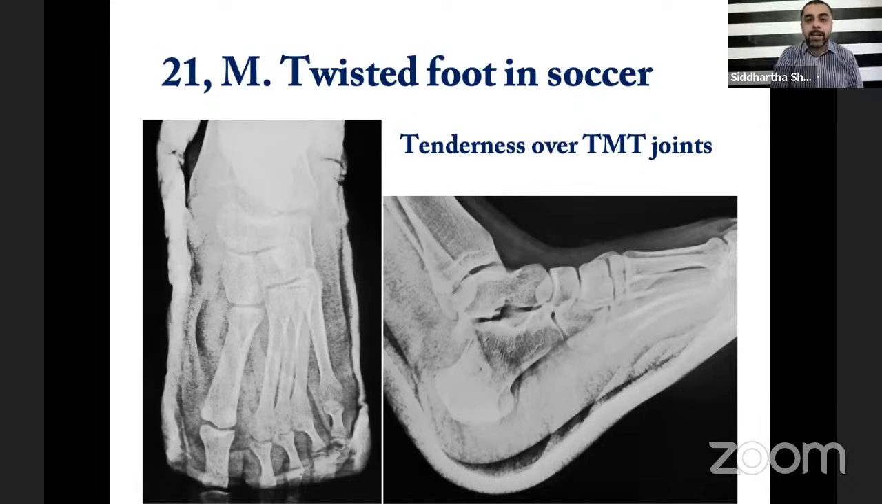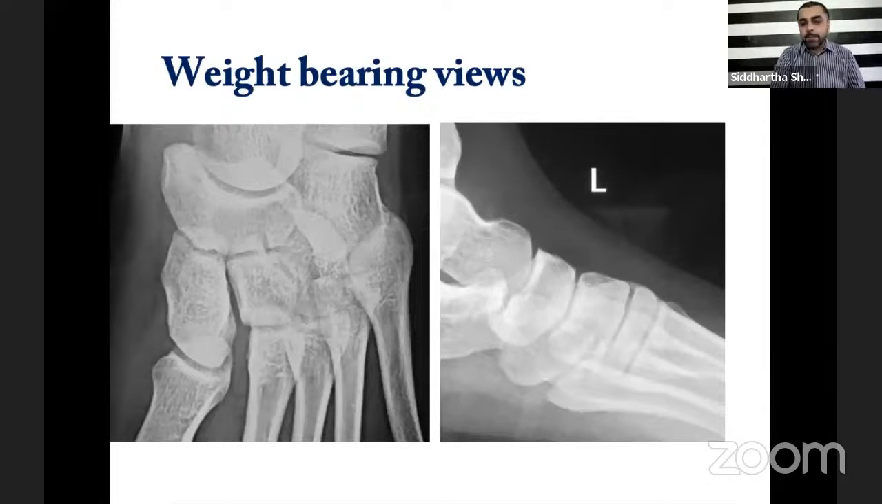But the key point here was that he had a twisting injury. There was tenderness over the tarsometatarsal joint. So I said, this X-ray is not good enough for me. Take off the slab and do a weight-bearing view. So for the registrars and the postgraduates who are listening, mind you, this is very, very important.